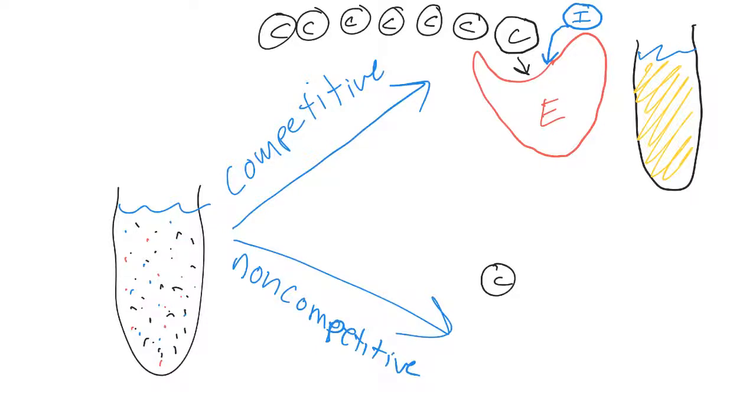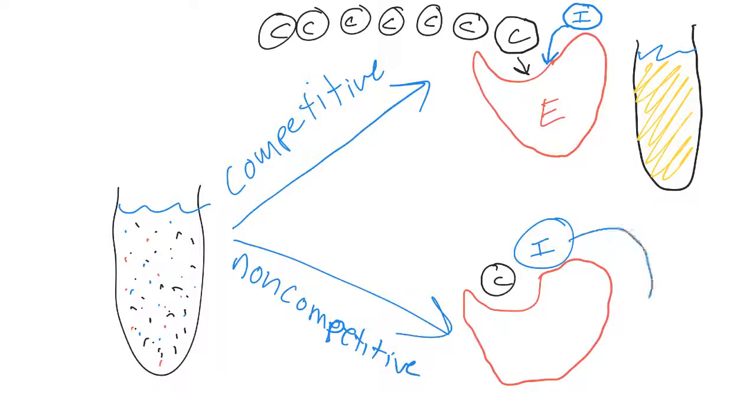Okay, on the other end, if it was non-competitive, where would the inhibitor bind? Somewhere else. What would we call that site? The allosteric site. Okay, and it would do what to the enzyme? Change the shape, right? So let's put in some sort of change shape here, and now the substrate can't bind. So, in this instance, what would adding more substrate do?